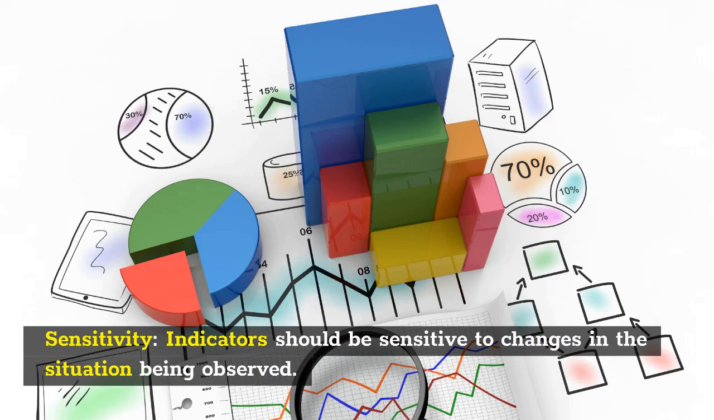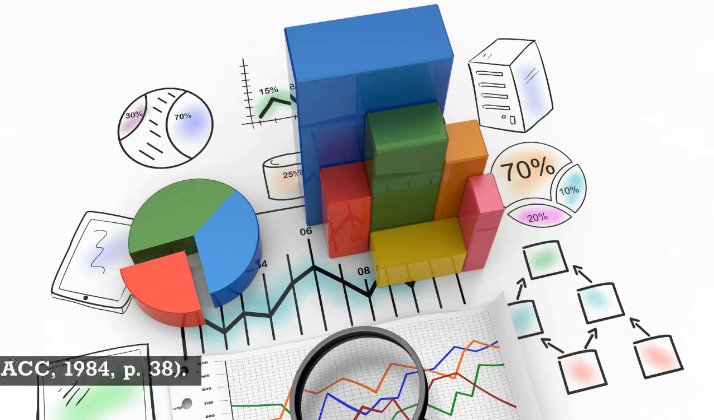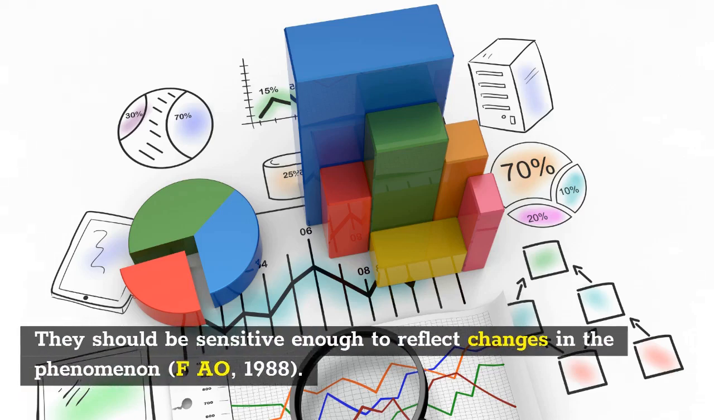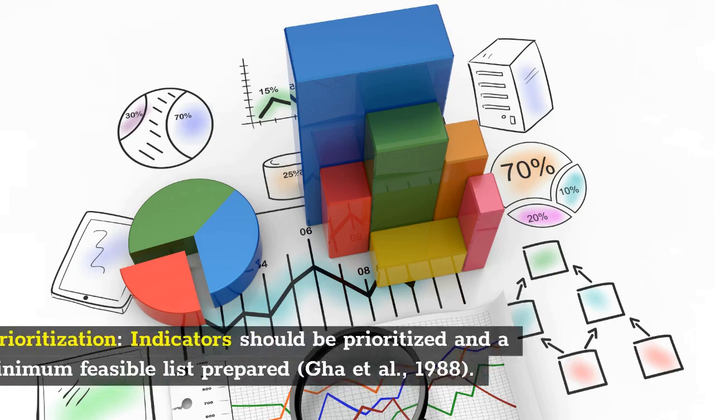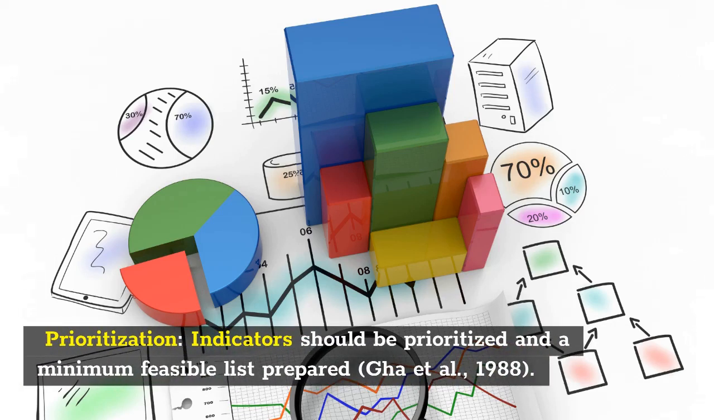Sensitivity: indicators should be sensitive to changes in the situation being observed, ACC, 1984, p. 38. They should be sensitive enough to reflect changes in the phenomenon, FAO, 1988. Prioritization: indicators should be prioritized and a minimum feasible list prepared, Ga et al., 1988.